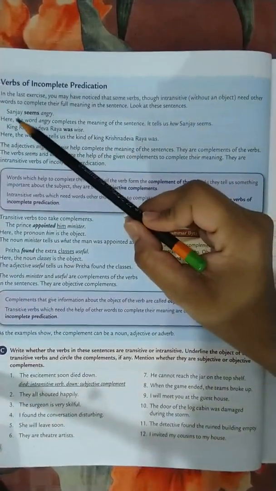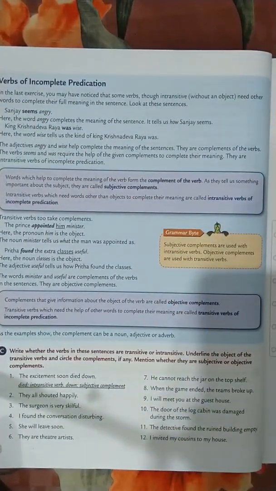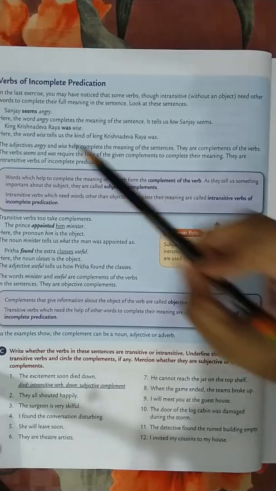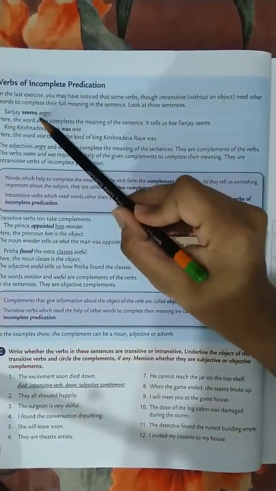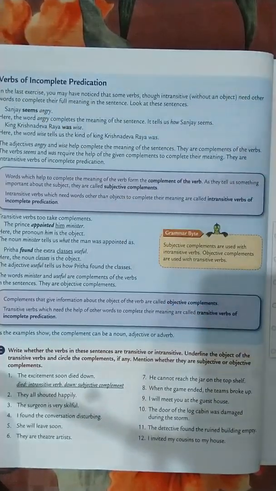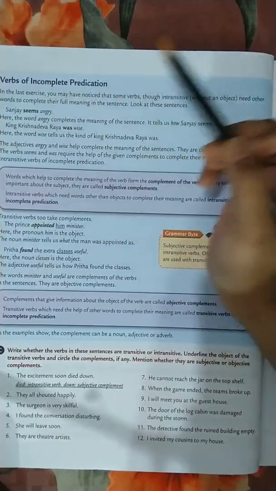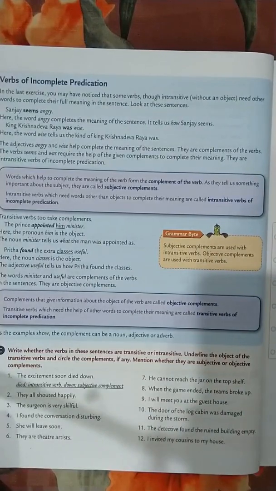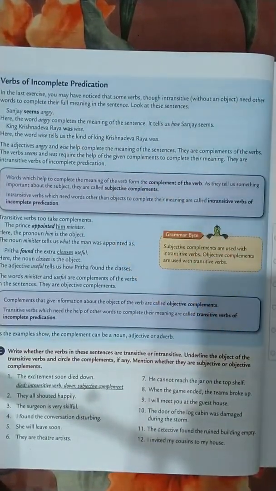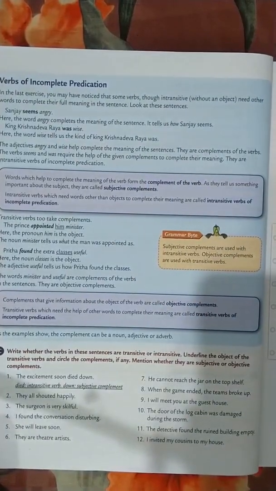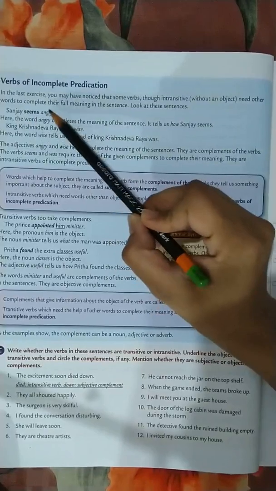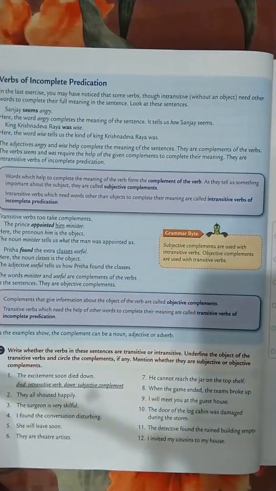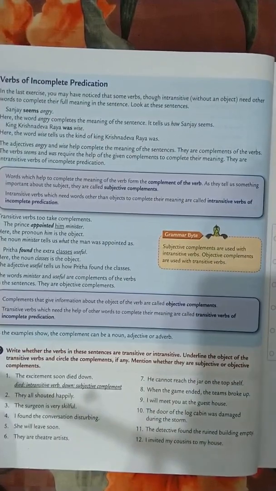Now, if I read this, Sanjay seems. The question arises, Sanjay seems what? How does he seem? If I leave it as Sanjay seems, something is missing after seems. And the question arises, Sanjay seems how? So when we put angry here, angry completes the meaning of the sentence. Sanjay seems angry. Angry completes the meaning of the sentence and it also tells us how Sanjay seems.